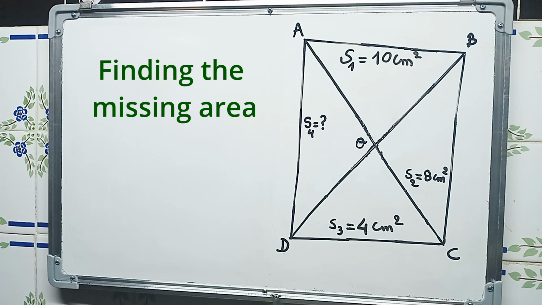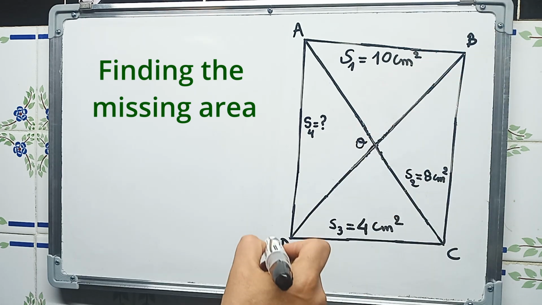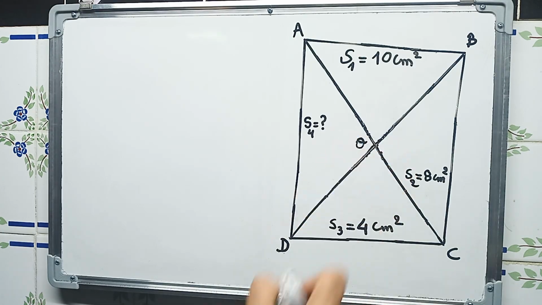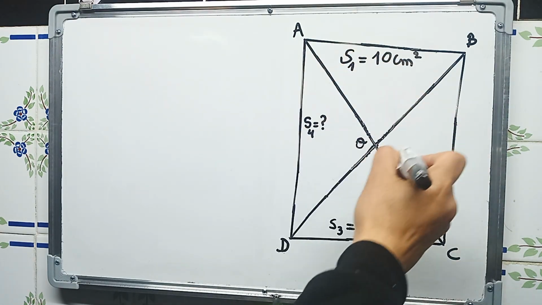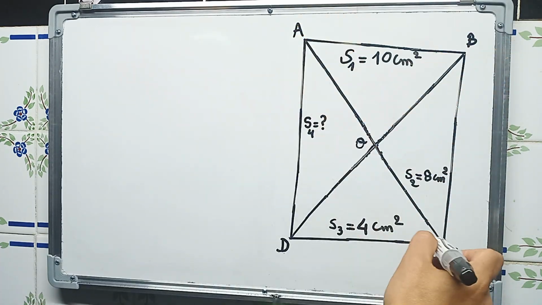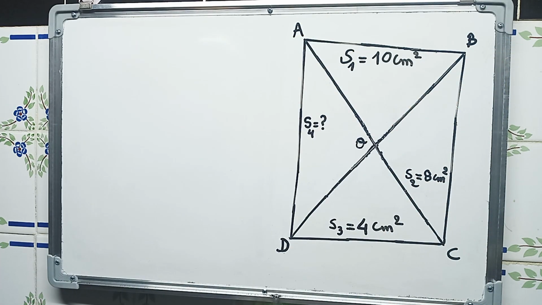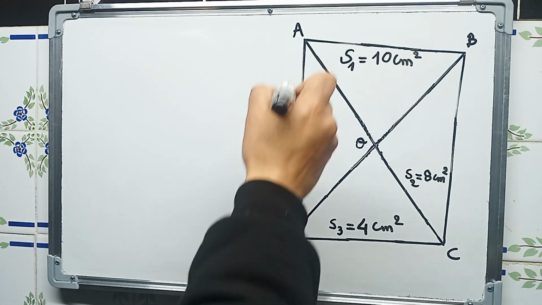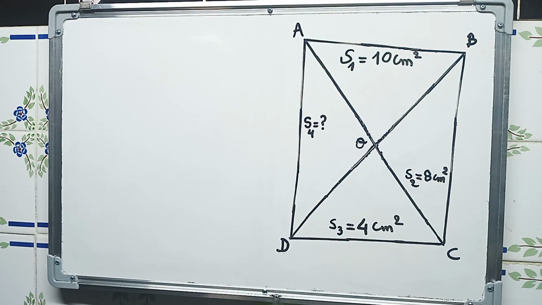In this problem, the diagonals of the quadrilateral ABCD intersect at O, and we have the areas of the triangles AOB, BOC, and COD. The question is to find the last area, of the triangle EOD. So how will we do it?